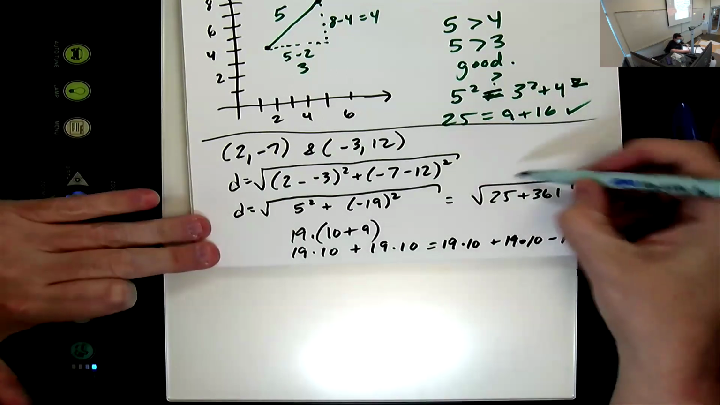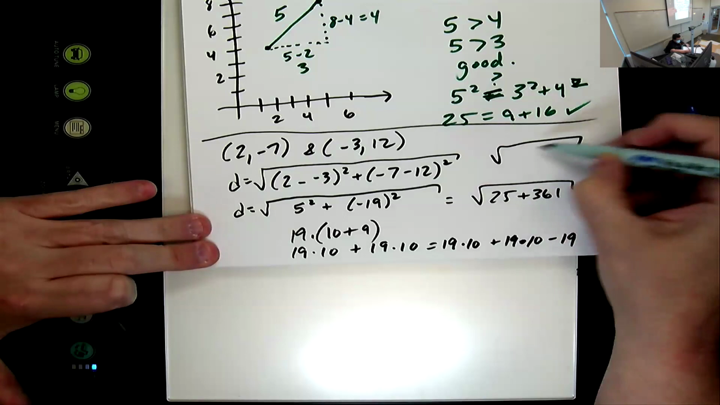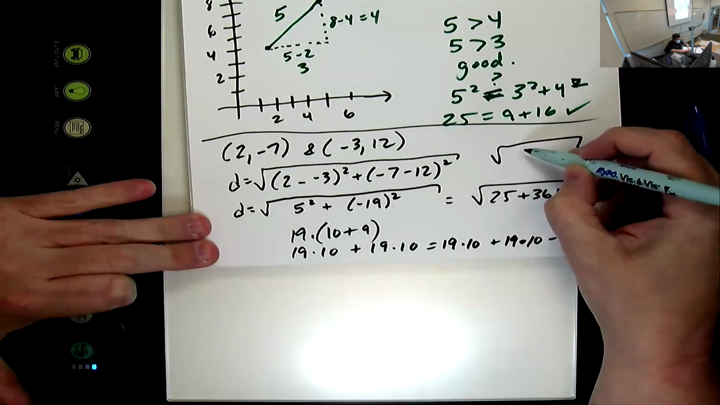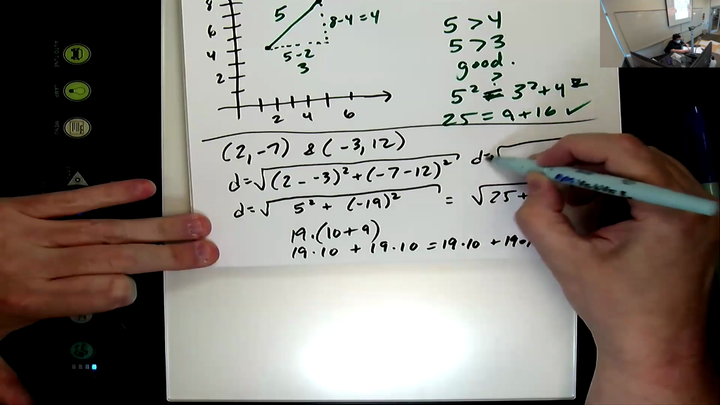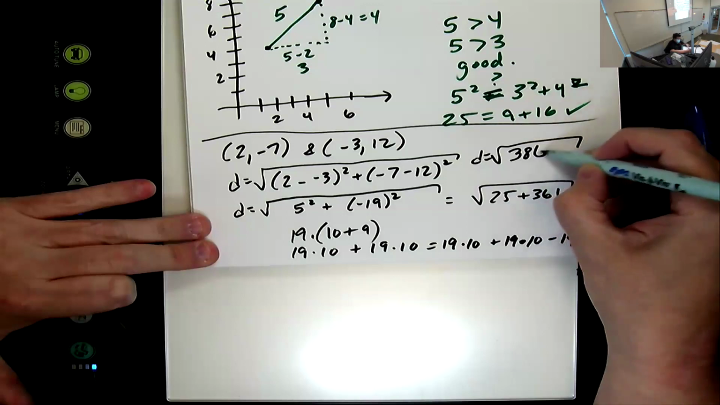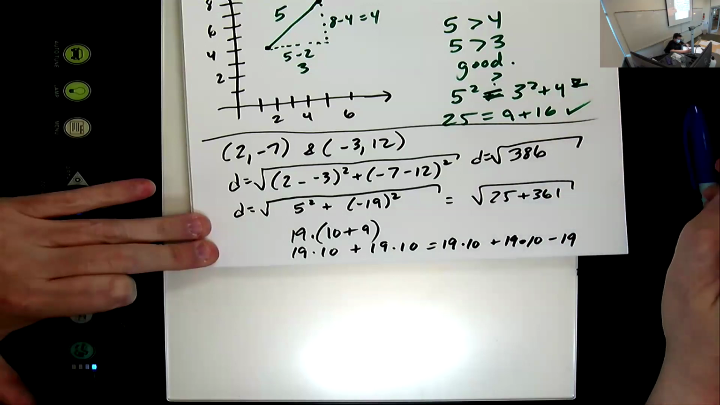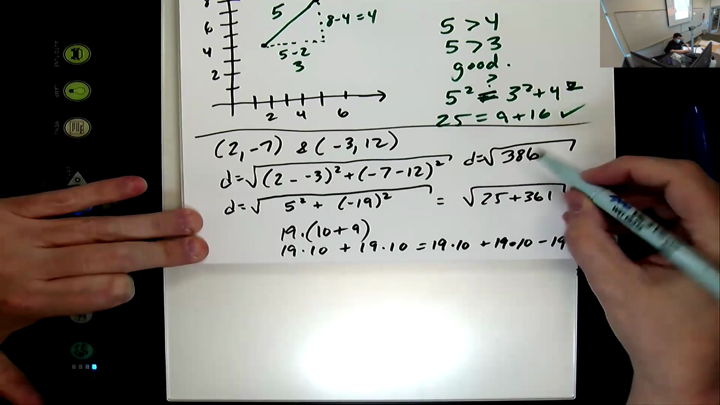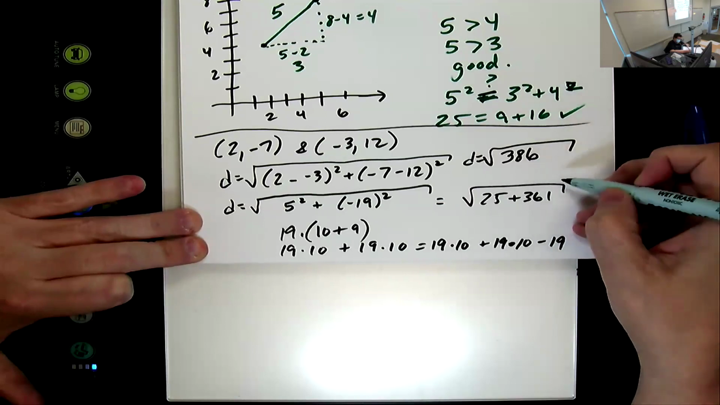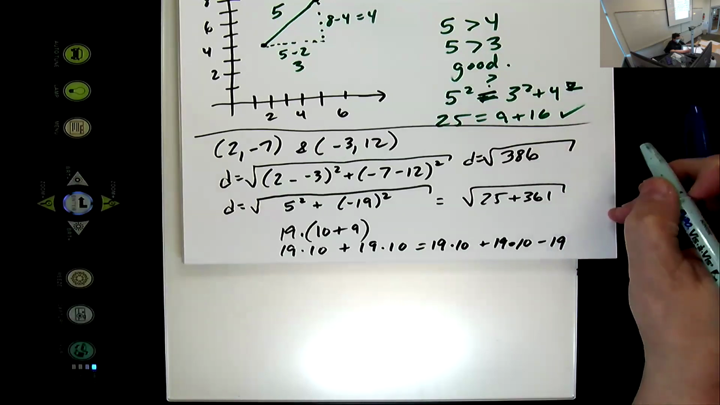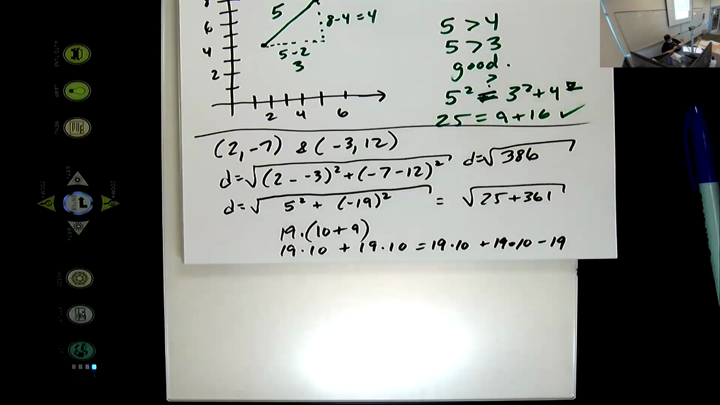All right, so what do we got here? We add that together. I got 386, which is a shitty number. I don't even know if that's divisible by 4. It doesn't look like it. So if I wanted an approximate answer.